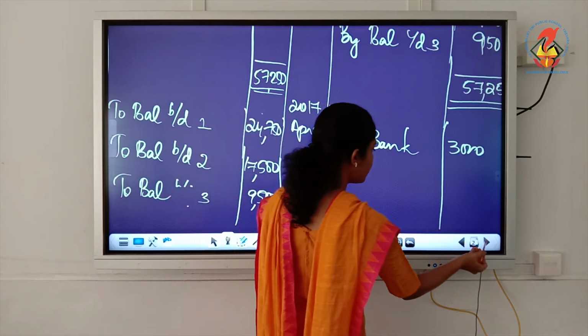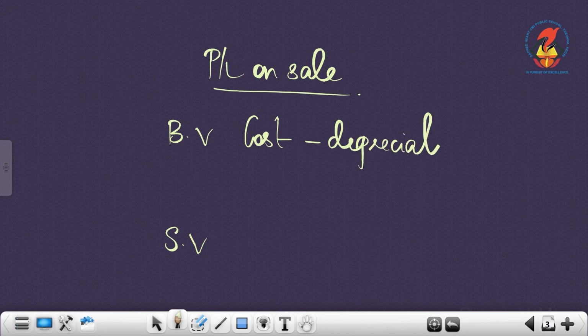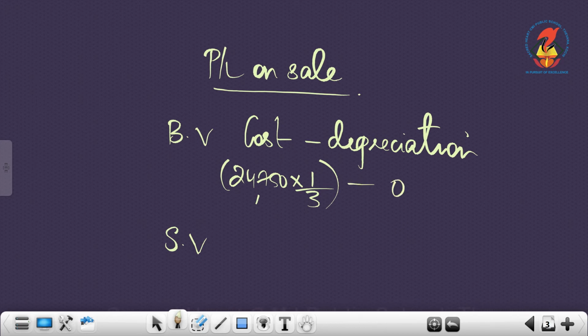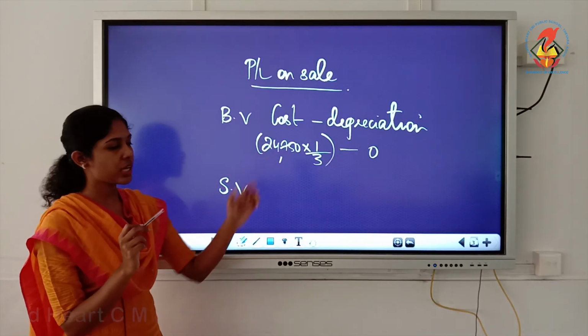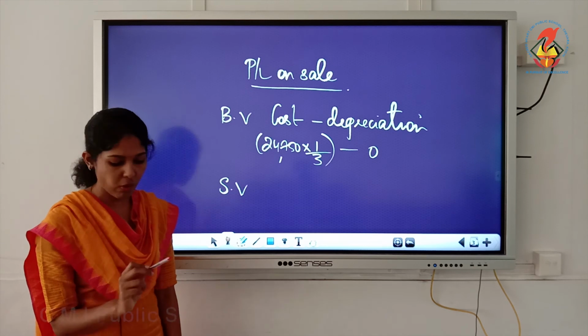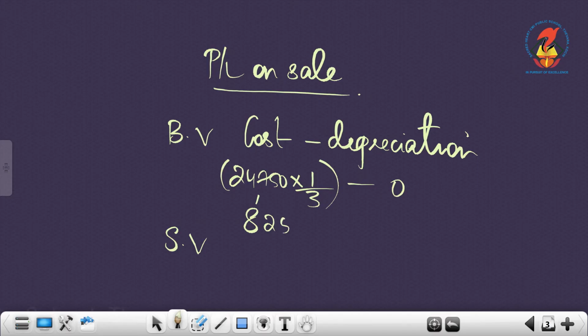So the book value now will be cost less depreciation, and cost is not just 24,750. What you have to do is 24,750 into 1 by 3. This is the cost you have to take. From that, if there was depreciation, you had to deduct depreciation also. Here there is no depreciation, so we will just do 24,750 into 1 by 3. So that is 8,250, which we are comparing with the sale value 3,000.